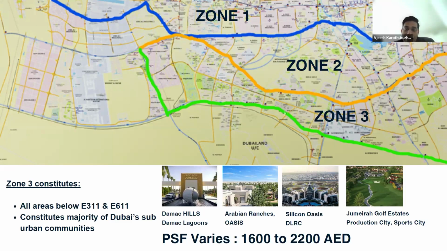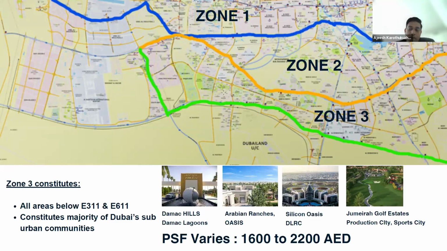And also the major developers are like Damac. Damac has the Damac Hills, Damac Lagoons. Also Emaar has launched Arabian Ranches in all this area, zone 3. So because of the large footprint of the areas, there are bigger master communities here. Also, a prestigious community called Jumeirah Golf Estates is coming on this side.